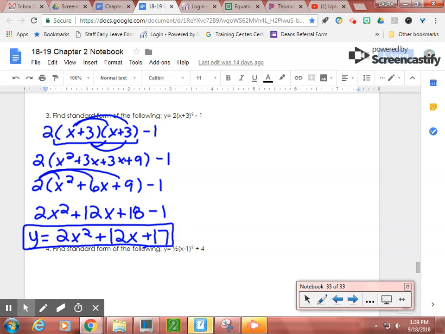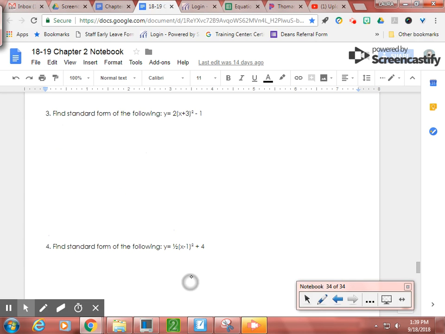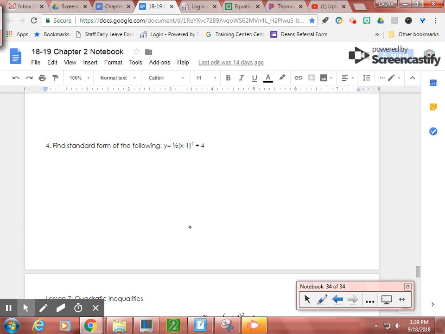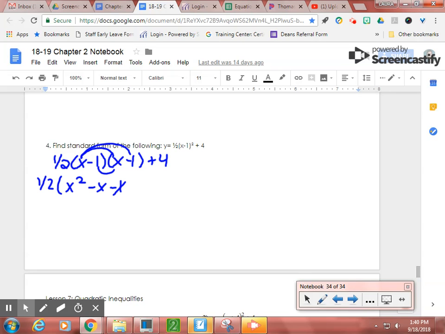Okay, so we're going to do the same thing on the next one. So I would rewrite it as 1/2 times x minus 1, times x minus 1, and plus 4. So do your distributing and FOILing first. So this is going to give us x squared minus x minus x plus 1 plus 4. Combine your like terms. So I have x squared minus 2x plus 1 plus 4.